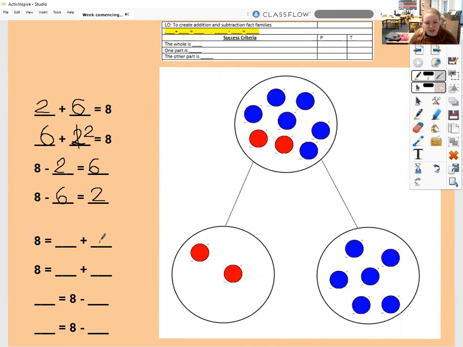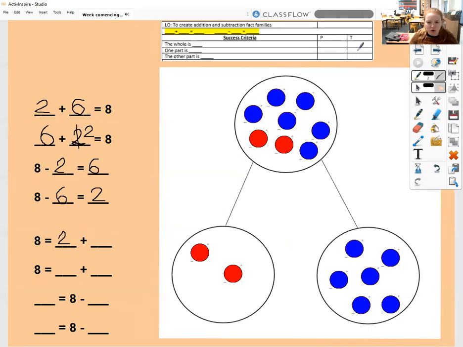This time it's an addition number sentence, and we know that because my addition symbol is here. So my whole is 8 because my whole goes here in an addition number sentence. So my whole is 8. 8 equals something plus something. But let's look at my two parts. So 8 equals this part first. 8 equals 2.